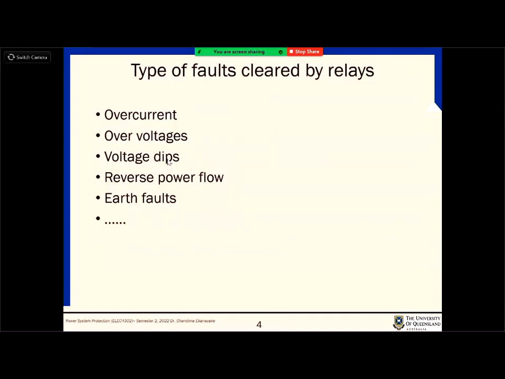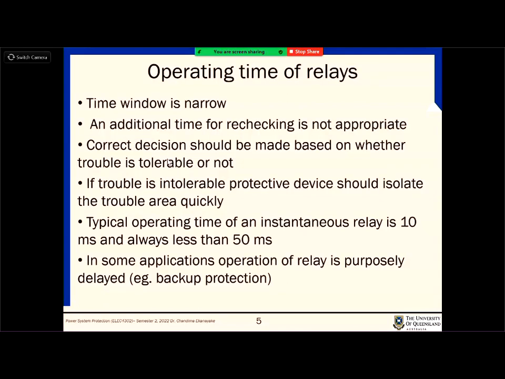And the types of faults cleared by this, it's not only these things. There are heaps of different ones, like frequency, or over voltage or under voltages. It can be frequency, it can be temperature sometimes, right? If you are looking at the transformers, then pressure, right? So there are heaps of different faults that can be cleared by the relays.